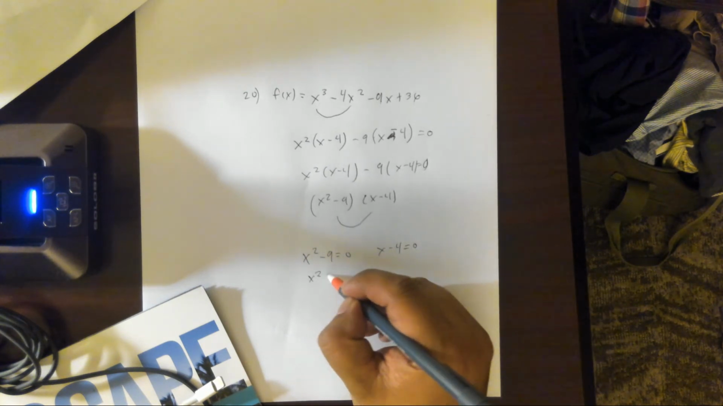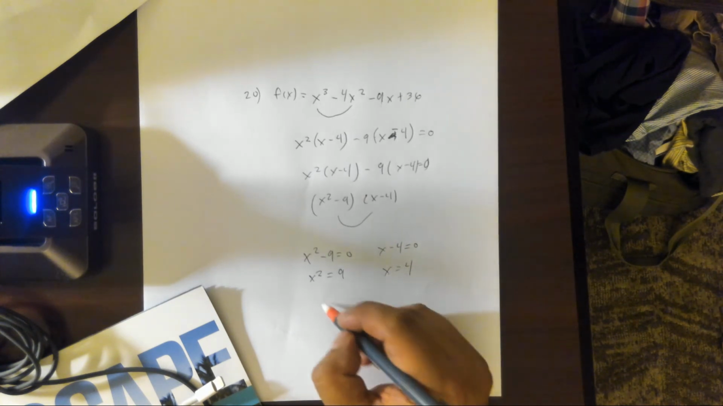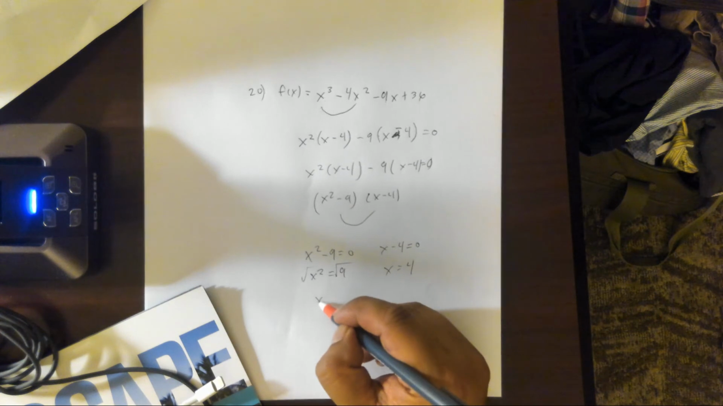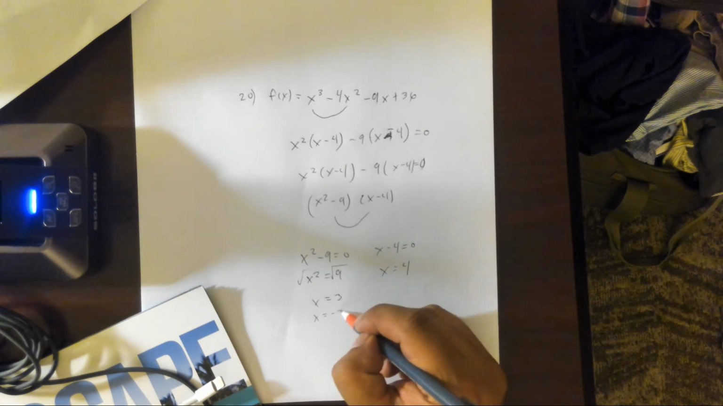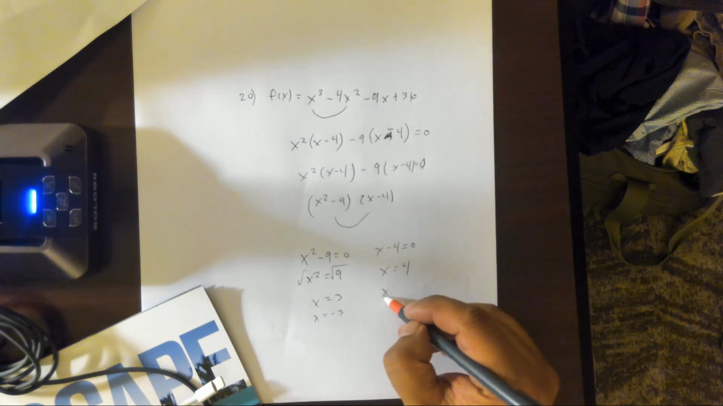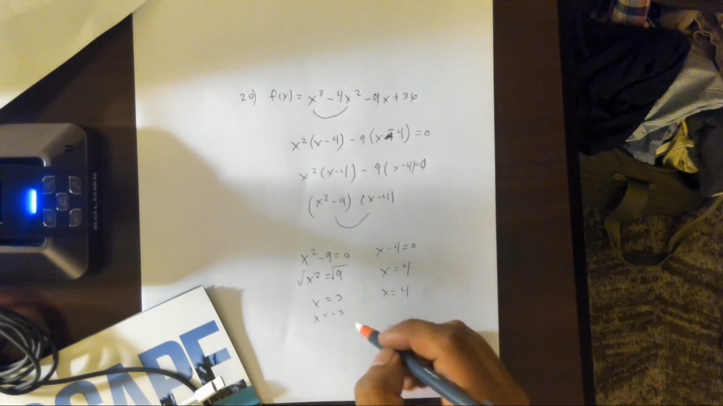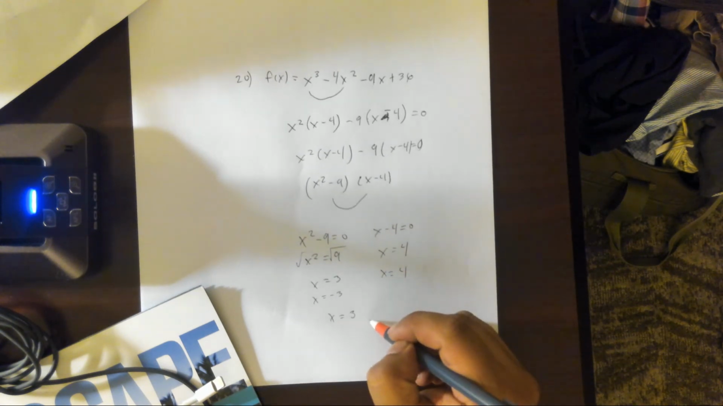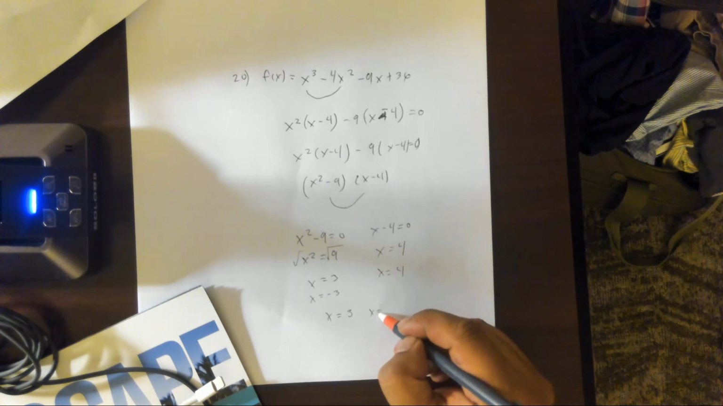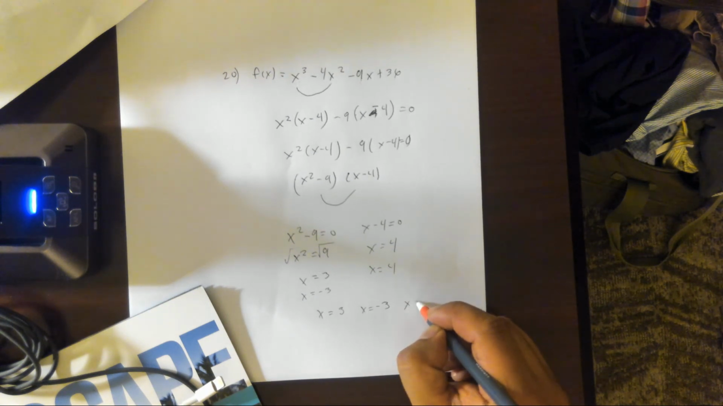x squared equals 9. x equals 4. Square root, x equals 3, or x equals negative 3. And this one is just x equals 4. So our 3 zeros are x equals 3, x equals minus 3, and x equals 4.